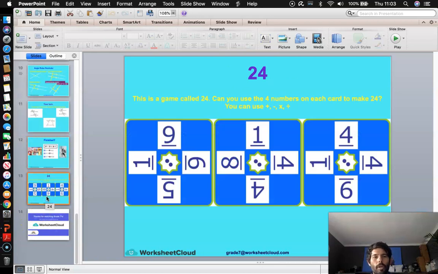Okay guys, there's your 24 finisher for today. Again, use each number on each card and use add, subtract, multiply, divide to see if you can come up with the answer of 24. So on the first card you got 9, 1, 5 and 6. You can either add them all together. So I've said 9 plus 1 plus 5 plus 6.